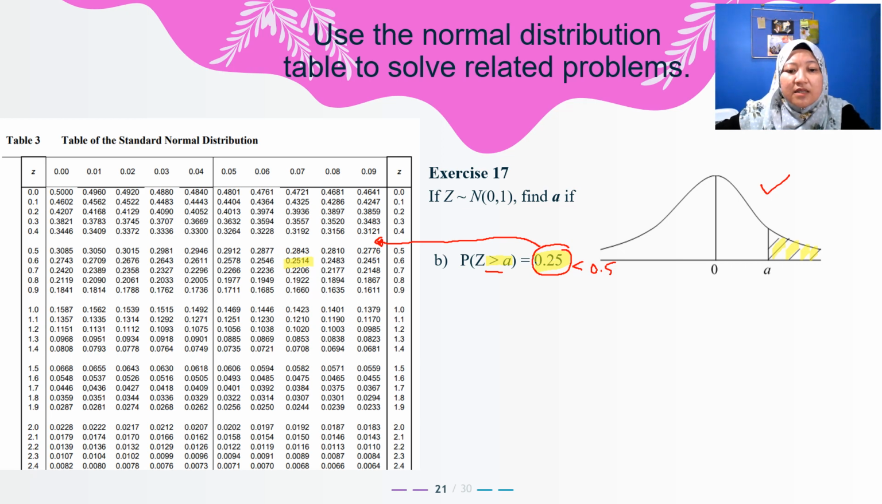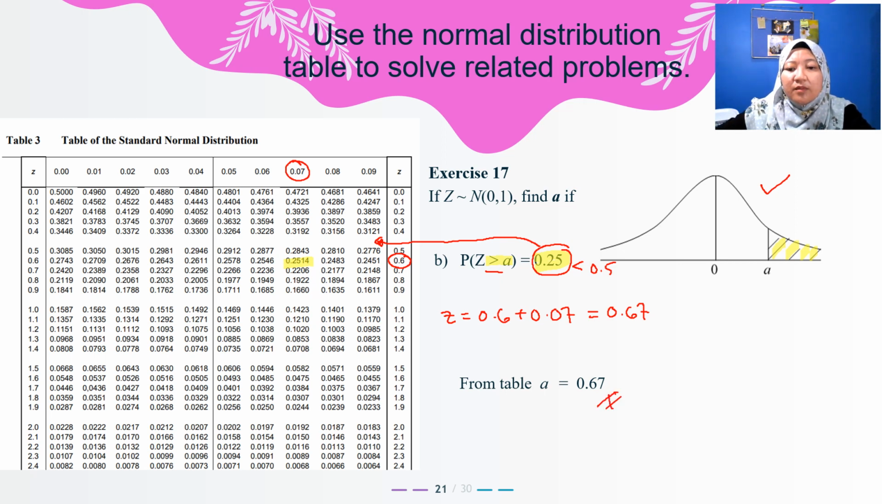Jadi, apakah nilai Z dia? Okay, nilai Z dia adalah 0.6 dengan 0.07. So, Z dia adalah 0.6 tambah 0.07. So, kita dapat 0.67. Jadi, A awak adalah 0.67.